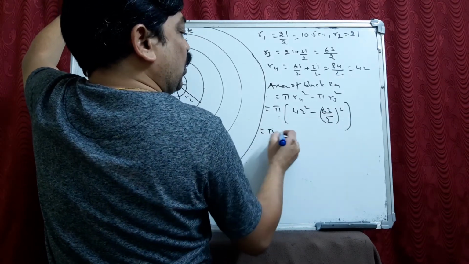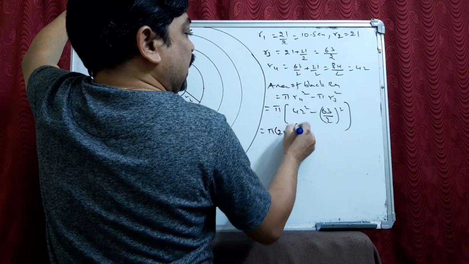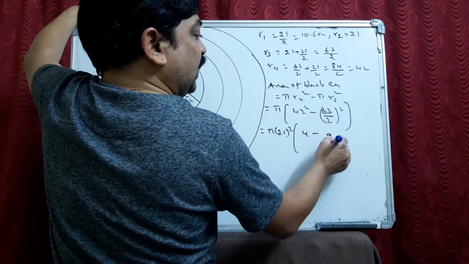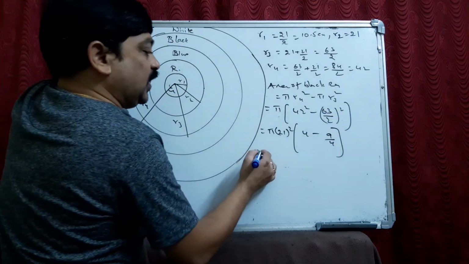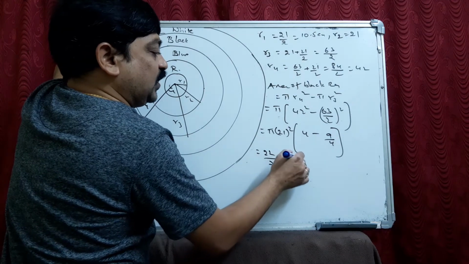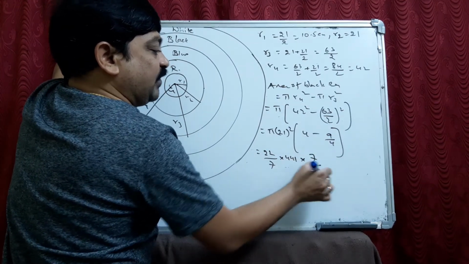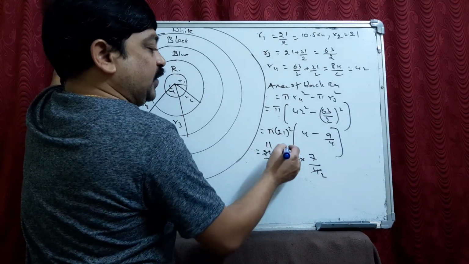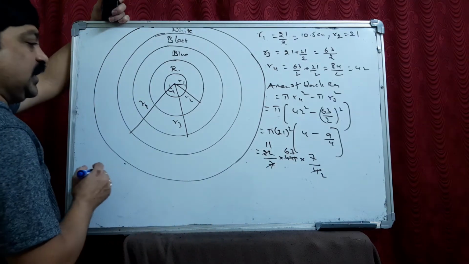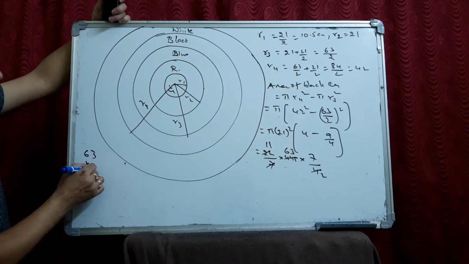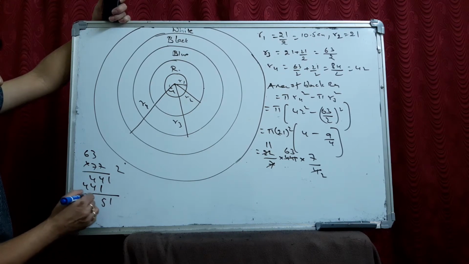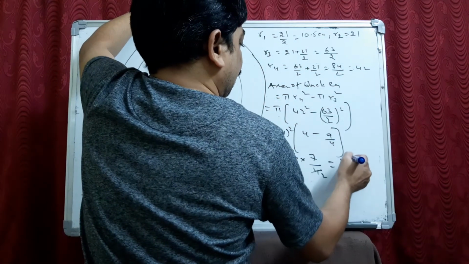Again I take 21 square common in both of them. 21 square, it becomes 21 into 2, so 2 square, 4. It becomes 3 by 2 whole square, 9 by 4. It becomes 22 by 7, 441 into 16 minus 9, 7 by 4. 2 2s 4, 2 11s, and it becomes 7 63s. So 63 into 77 by 2. 4851 by 2.